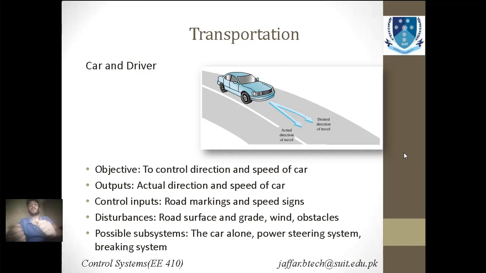You turn the wheel to dodge the obstacle. That is why this is all a part of a disturbance. And possible subsystems include the car, the wheel system, the axle system, the engine, the tires. These all are the subsystems of a complete process.